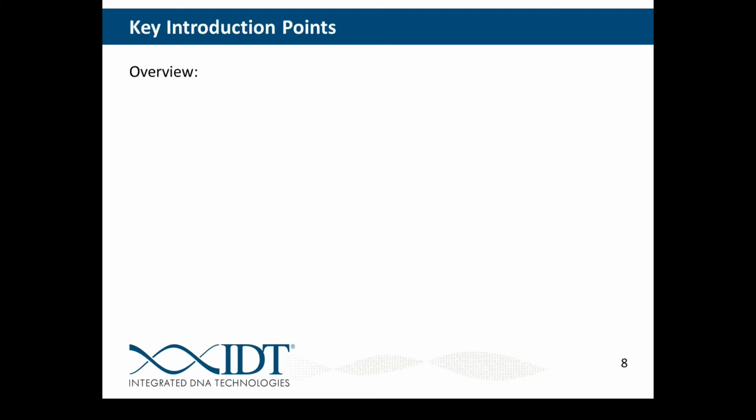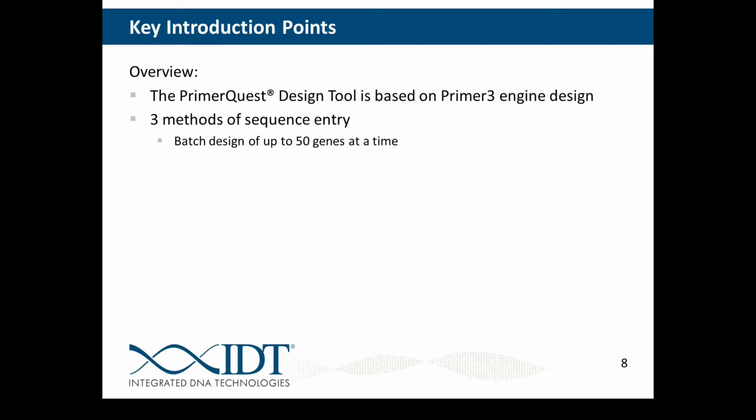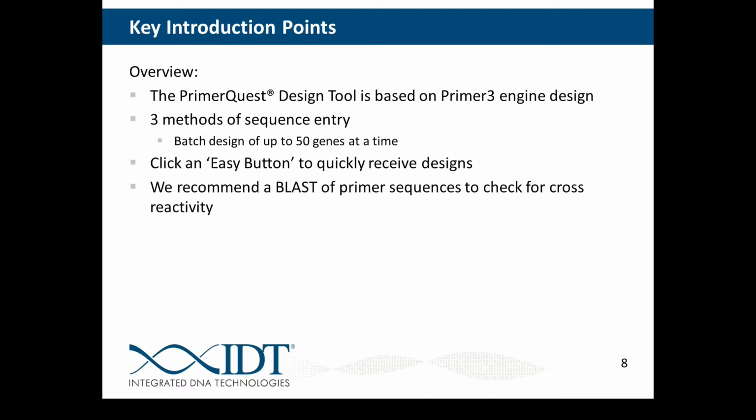All right, so some key introduction points for that PrimerQuest overview: the PrimerQuest design tool is based on the Primer3 design engine. There are 3 methods of sequence entry, and we can do batch design for up to 50 sequences at a time. Clicking those orange Easy buttons will quickly give designs for the application of your choice. We recommend a BLAST of primer sequences to check for cross-reactivity, and View Assay Details will show the primer and probe sequences.